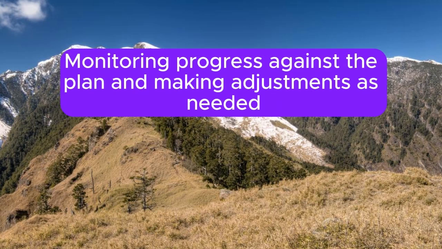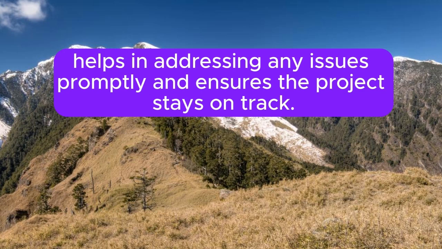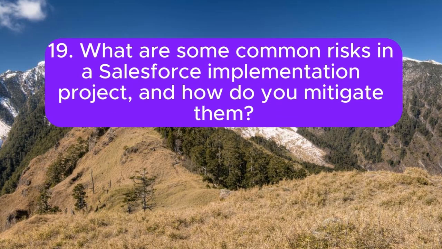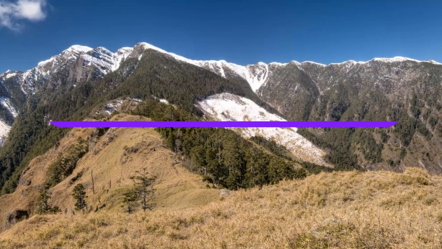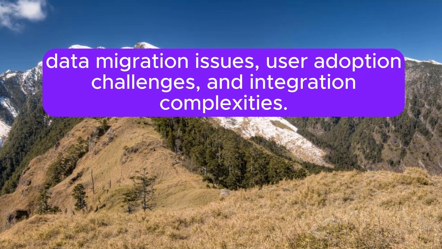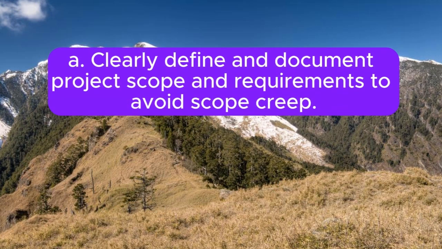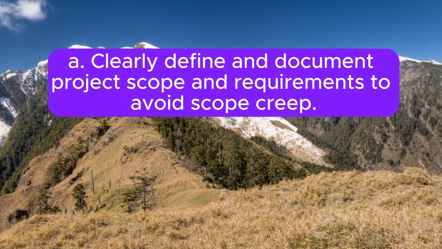Monitoring progress against the plan and making adjustments as needed helps in addressing any issues promptly and ensures the project stays on track. 19. What are some common risks in a Salesforce implementation project, and how do you mitigate them? Answer. Common risks in a Salesforce implementation project include scope creep, data migration issues, user adoption challenges, and integration complexities. To mitigate these risks, A. Clearly define and document project scope and requirements to avoid scope creep.